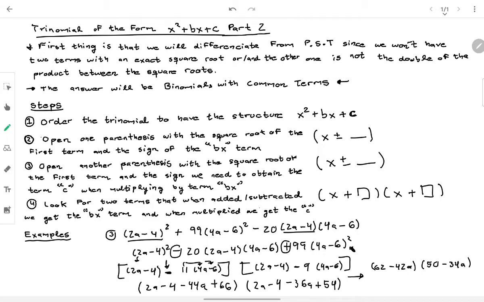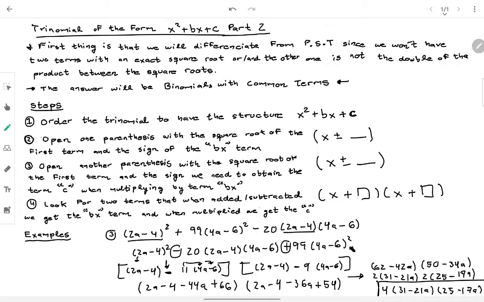We haven't finished yet. Why? Because we can take out common factors on the first and on the second parenthesis. On the first one, I can take out a number 2, and it's going to be 31 minus 21a. On the second one, I can also take out a number 2, and it's going to be 25 minus 17a. We can combine 2 times 2, it's going to be 4, that multiplies 31 minus 21a, that multiplies 25 minus 17a. And that is going to be the actual final answer of this exercise.